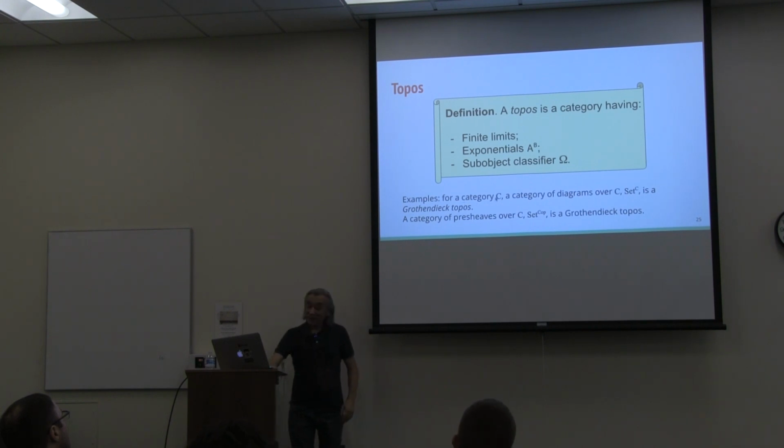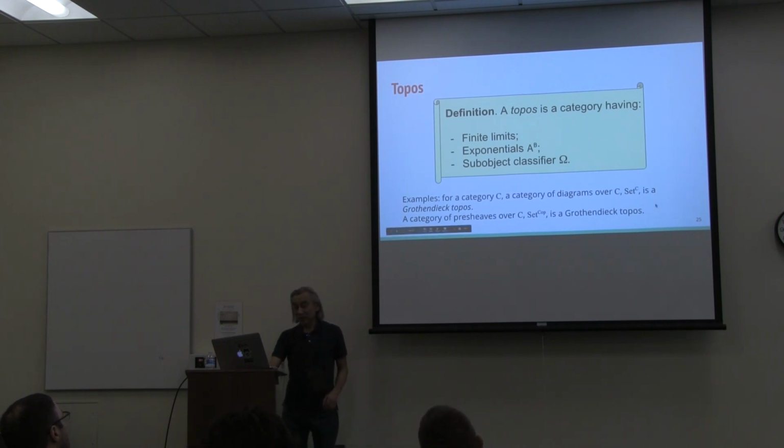Here's an example. Given any category C, the category of diagrams over C, Set to the power of C, is not just a topos, it's a Grothendieck topos. A Grothendieck topos is anything like this or a subtopos of this. So a category of presheaves over C, that's C op, right? The op should be up there, but okay. That is also a Grothendieck topos. It's a little more generic than just Set to the power of C, but we're not going there.